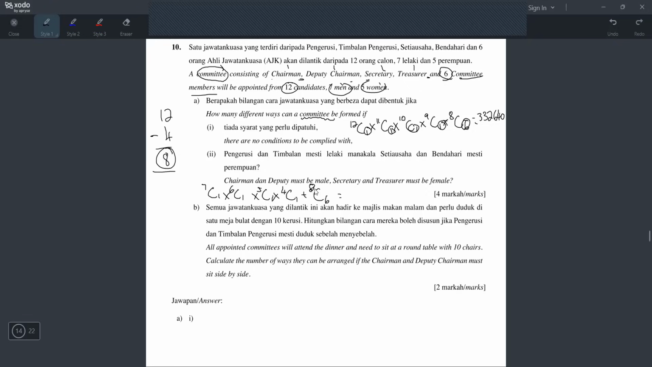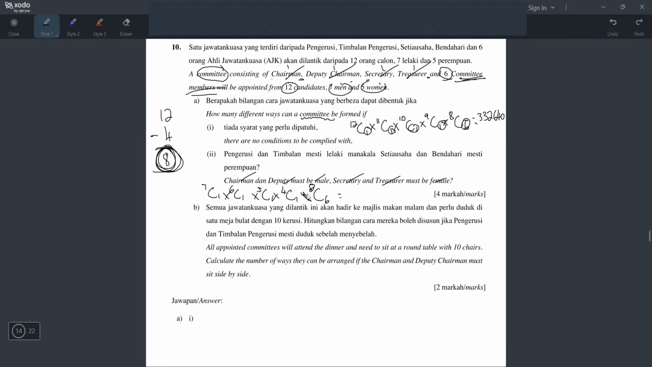You understand? Because they only say the chairman and deputy must be male, and the secretary and treasurer must be female. But they never say the committee members have to be male or female. It means the remaining 6 can be male, and it can be female also. That's why you can choose from the remaining total, which is 8, so it is 8C6.